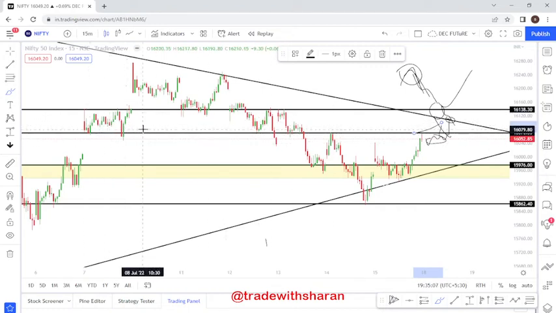There is a lot of congestion here. So I don't want to take a trade unnecessarily, right? That is something that I will do, right? These are my trade setups for Nifty for tomorrow. Hopefully you have enjoyed it.